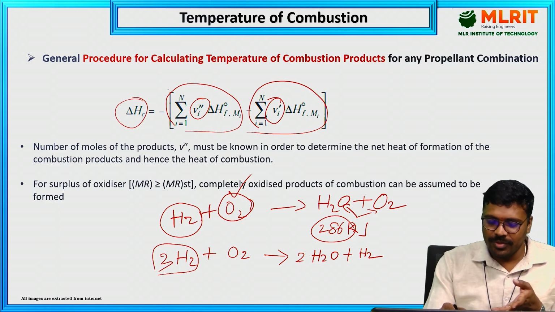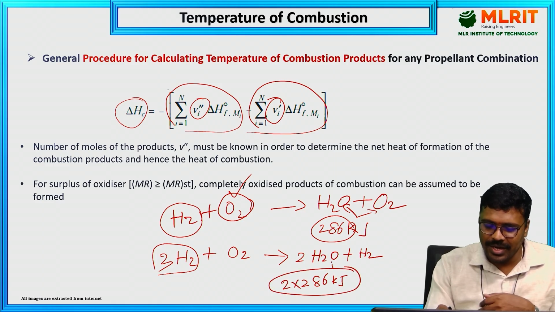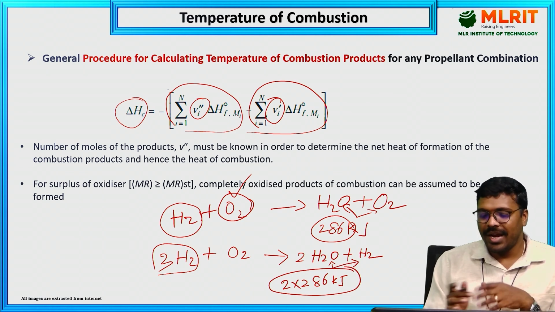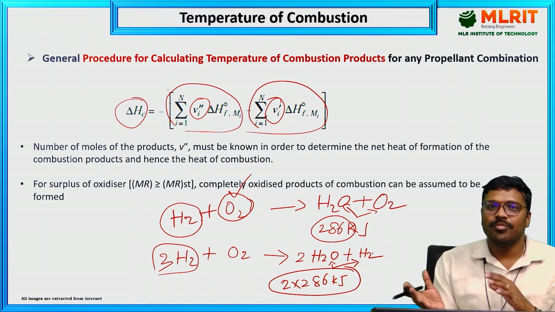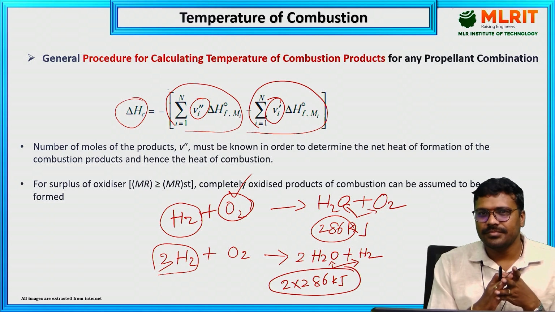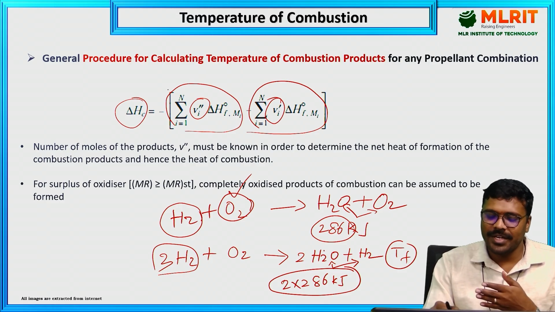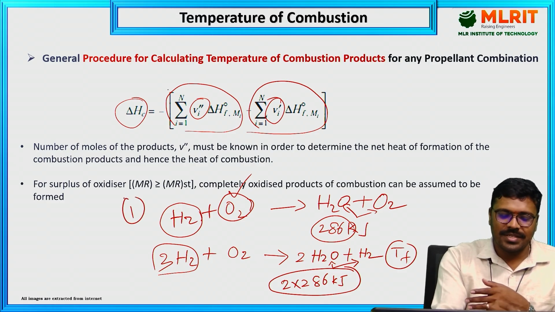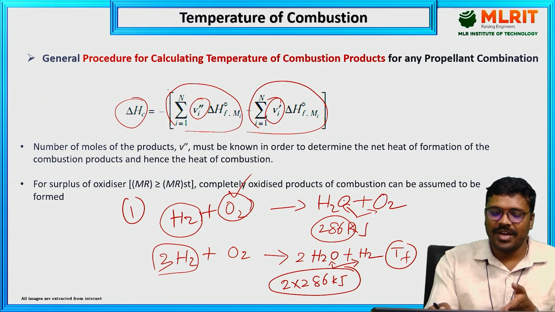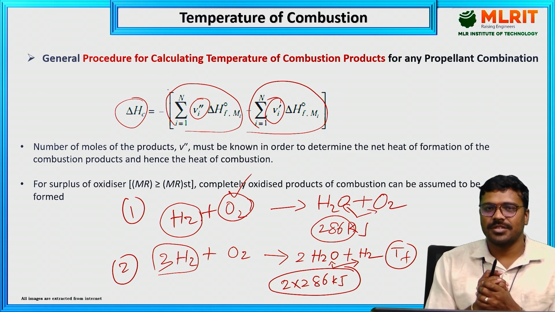Whatever the energy liberated, the 286 for 1 mole, right? In 2 into 286 kilojoules of energy, this energy will transfer to the water molecule, 2 moles of water, and also transfer to the hydrogen. And this water vapor and hydrogen both have to come to equilibrium temperature. Both will go to the final temperature Tf. Then the temperature obtained by the H2O will be different. In the first case, the final temperature of steam is different, and in the second case, the temperature of steam will be different, depending upon the other products formed.